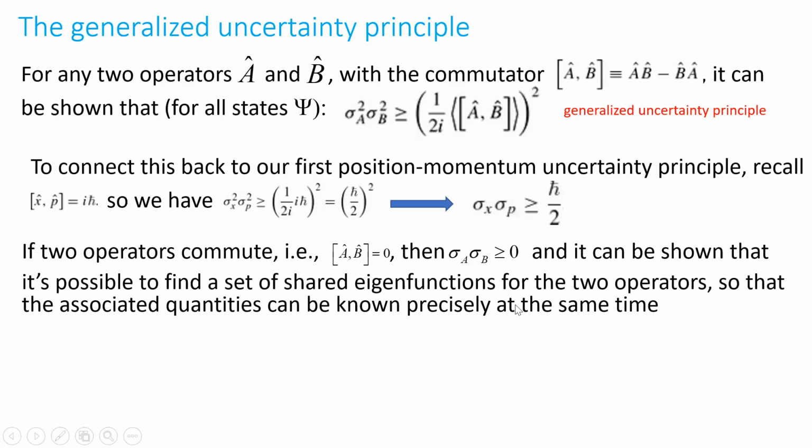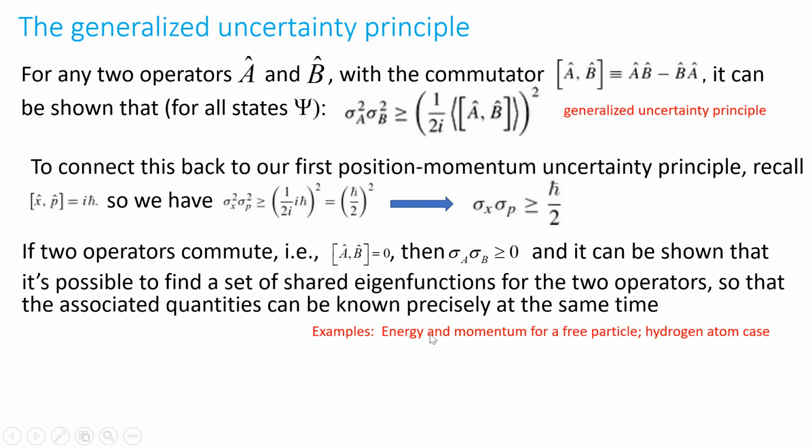And that's something that can't be said of position and momentum, right? We can't know position and momentum at the same time because they don't commute; the commutator of x and p is not 0. But if two operators have a commutator of A and B equal to 0, then it turns out we can know them precisely at the same time. Just a couple examples of that.